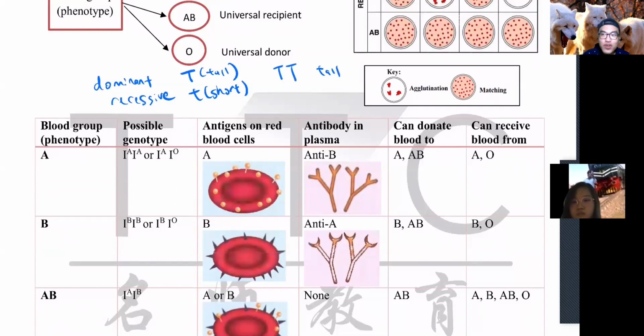So if your dad or your mom gives you a big T and the other one gives you a short t, no worries, you will still be tall because big T is a dominant gene. Dominant will always show, they are the winning guy. So if you're short, it means your daddy gives you short t, your mommy gives you short t, you have all recessive genes. So there is no tall gene inside your family. So unfortunately, you'll be short.